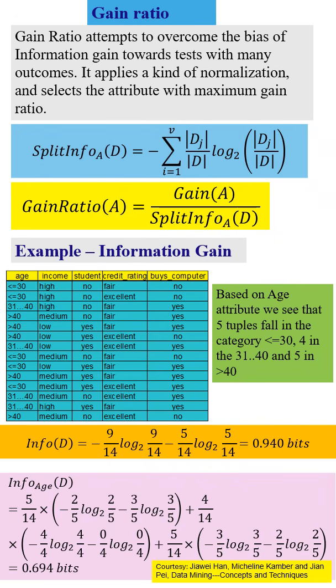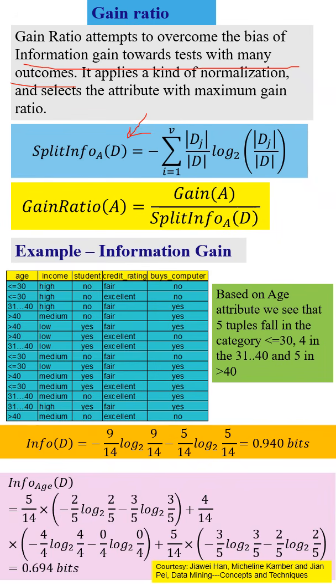Gain ratio is another attribute selection measure. It attempts to overcome the bias of information gain towards tests with many outcomes. So a kind of normalization is applied. So look at this here, split info A(D).